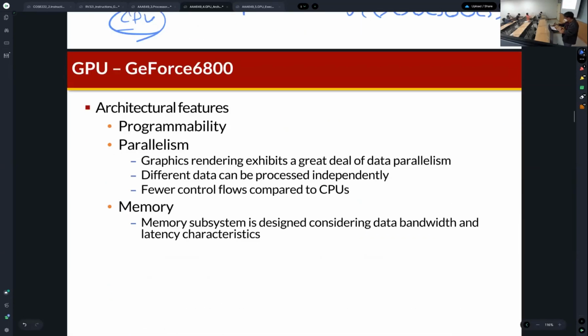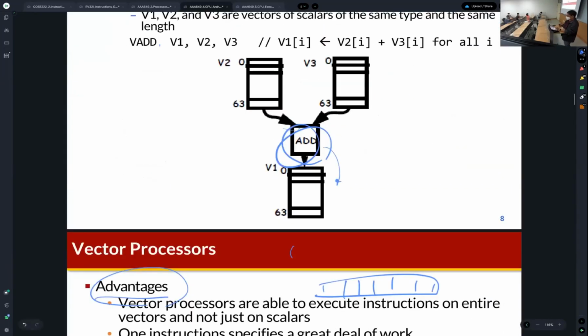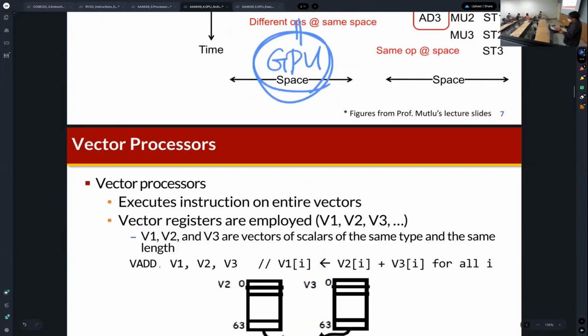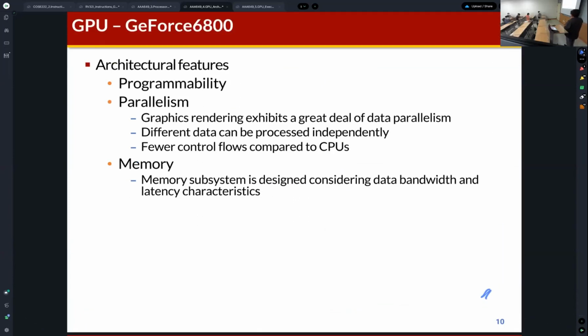Which means GPUs. I said the GPU is a coprocessor, and I also mentioned that the GPU architecture is very similar to this array processor architecture. Which means GPUs can also execute only a certain type of applications.